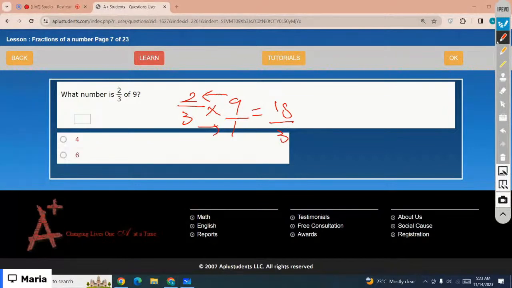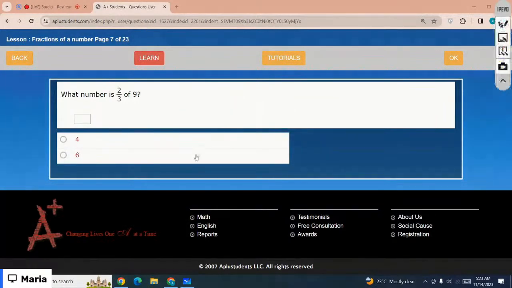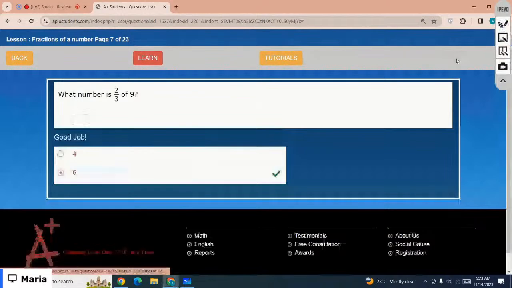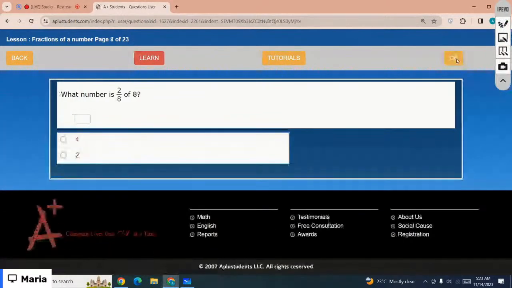3 times 6 is 18. So the correct option is 6. The correct option is 6. Okay, you can complete the lesson by yourself later today. Let me just move on to the next lesson.